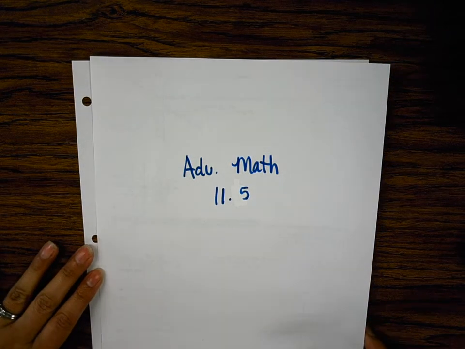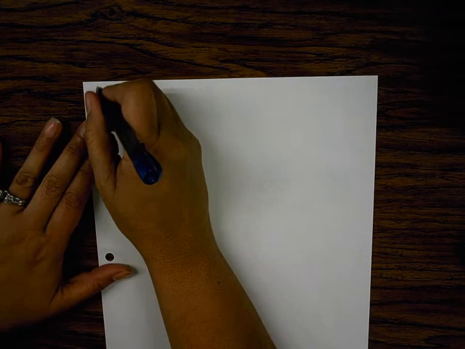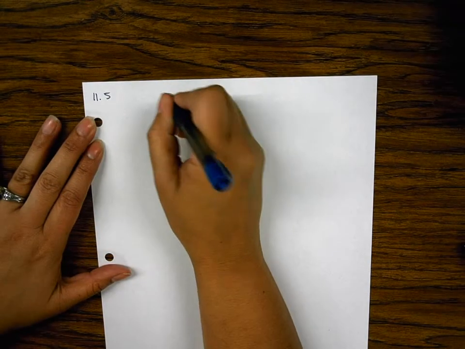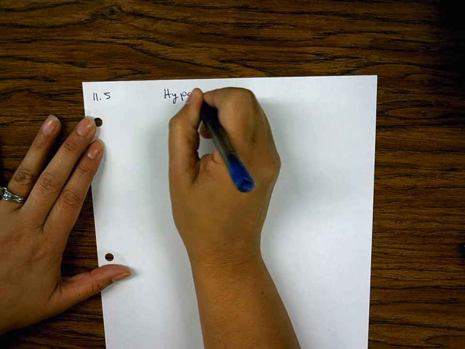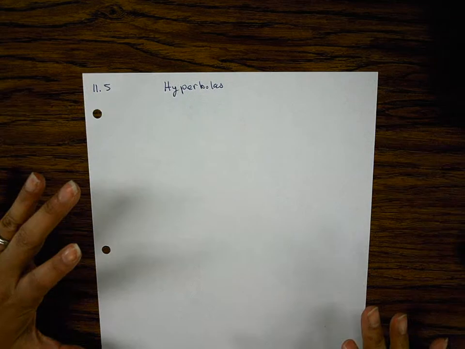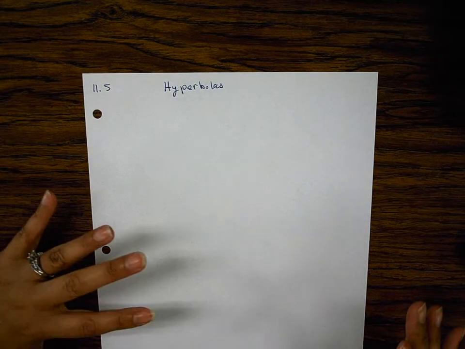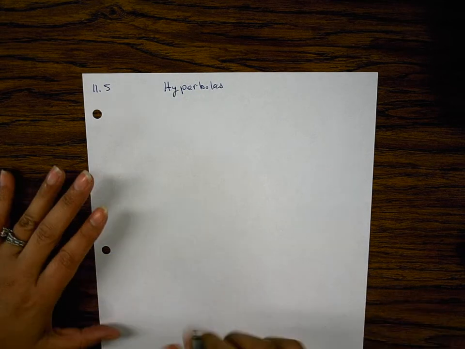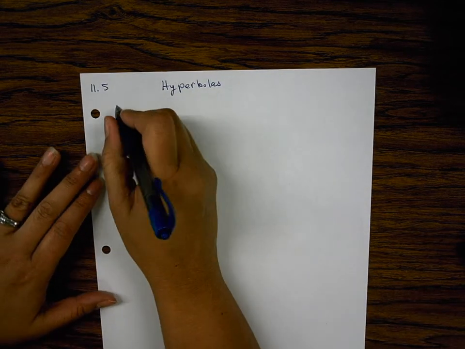This is Advanced Math, Unit 11, Lesson 5. Hyperbolas. Hyperbolas is the last of our conic section shapes that we're going to be dealing with. We will have one more day of hyperbolas, but this is the last new shape.